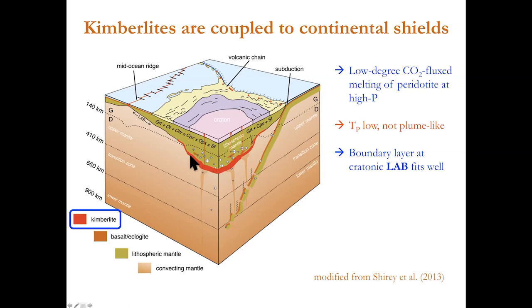So if we have the pressure low, we also make basalts, but we need the high pressure to suppress melting essentially. And we don't need temperatures that are plume-like. We can deal with fairly regular upper mantle temperatures, and the lithosphere-asthenosphere boundary fits this best. That's where we sample most of the cratonic diamonds.